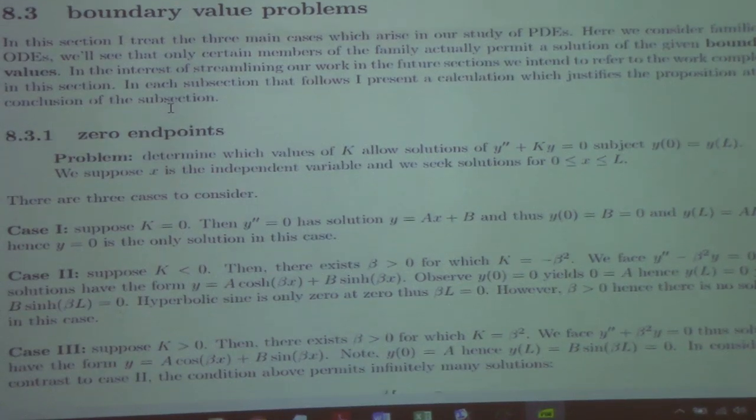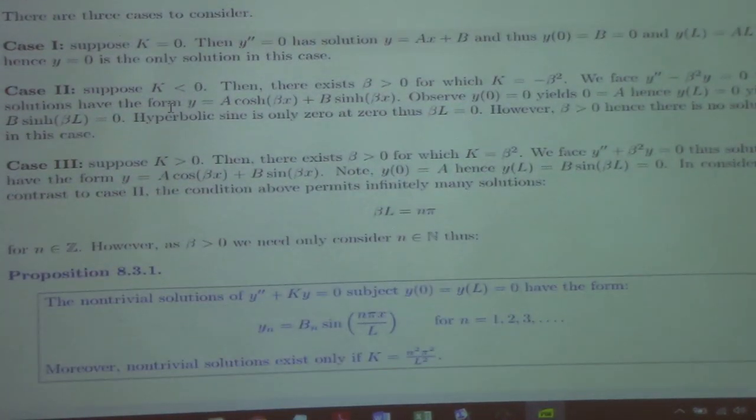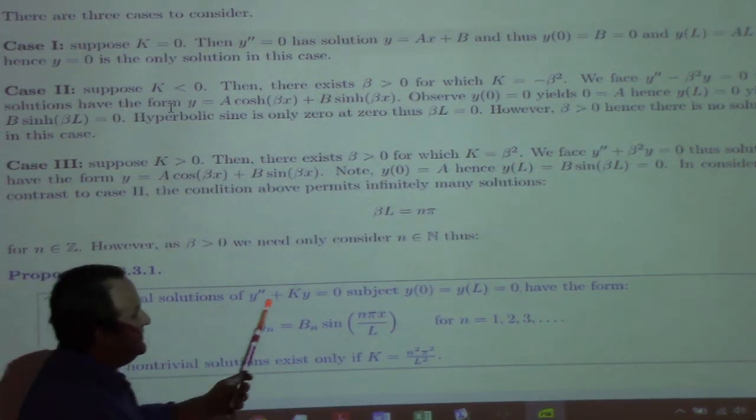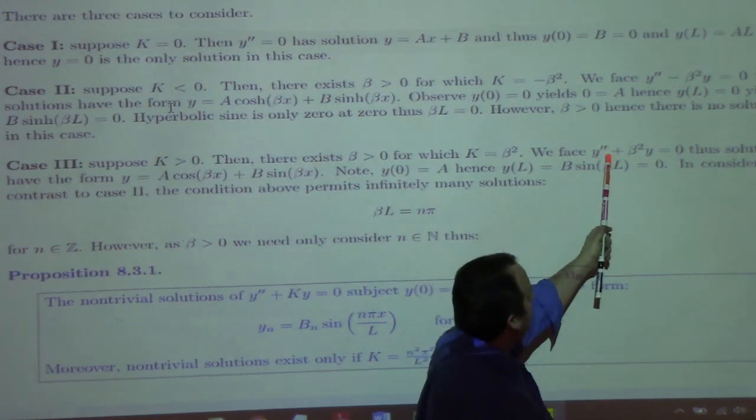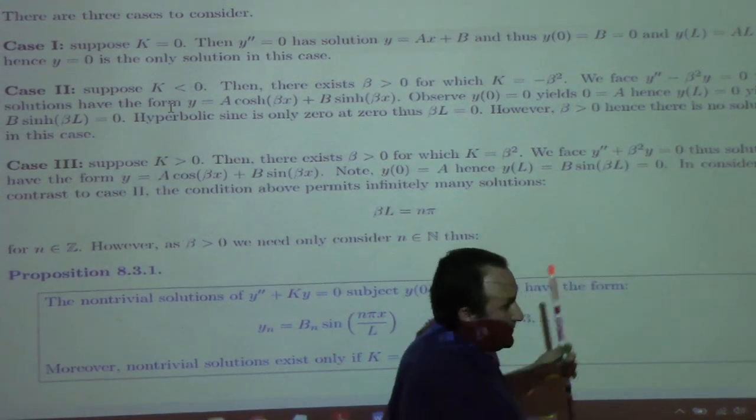So apparently, to get an interesting solution to this boundary value problem, we have to have that k is positive, which is to say that we can write k as beta squared. So we got y'' plus beta squared y equals 0.